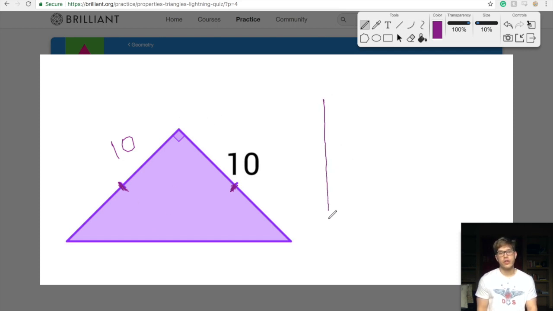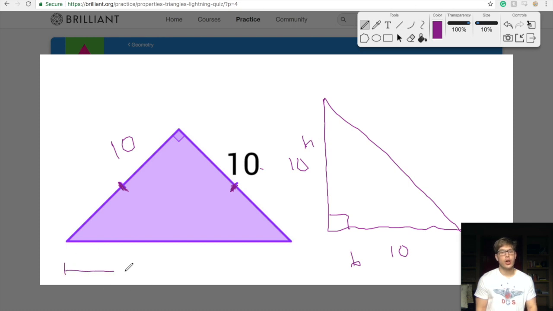If we turn this triangle on its side, it would look like this. And we'll have 10 and 10 and our right angle here. And so this is the base and this is the height, right? You could also find the area if you knew this whole length and this height. However, this is much simpler, and I hope you see that.